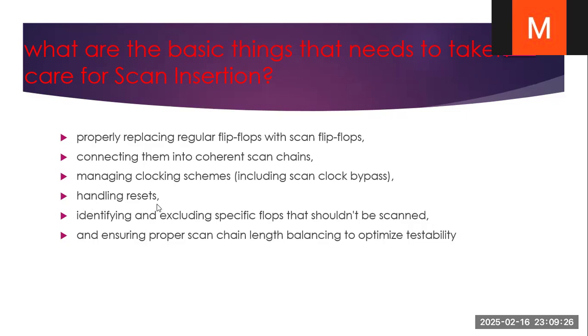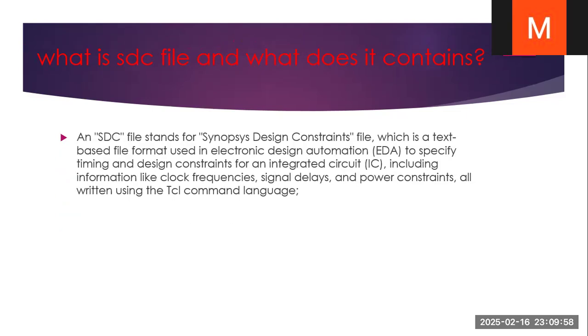And handling the resets. All resets should be controlled from the primary inputs. If reset is asserted during the shift operation, we can't shift the data properly. So we should handle the resets. Next, identifying and excluding the specific clocks that should not be scanned, and ensuring proper scan chain length balancing to optimize the testability. We should make sure that all scan chains are of equal length so that we can reduce the test time and test data volume.